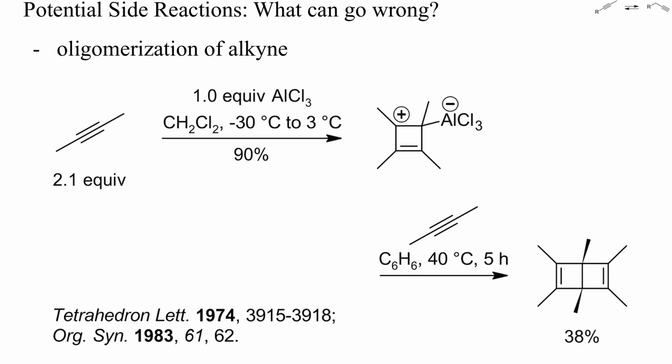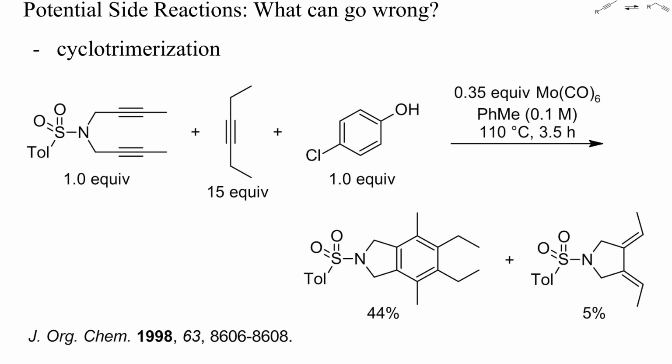Let's have a look at some potential side reactions. Alkynes, like reactive olefins, readily oligomerize, and during acid or base-mediated isomerizations, dimers or trimers are sometimes formed as byproducts. As shown here, treating 2-butyne with aluminum chloride yielded a cationic dimer, which could be either isolated or converted into a trimer with an excess of butyne. Metathesis catalysts can also bring about cyclotrimerizations, as in this example. These are usually catalyzed by cobalt, but molybdenum also seems to work.